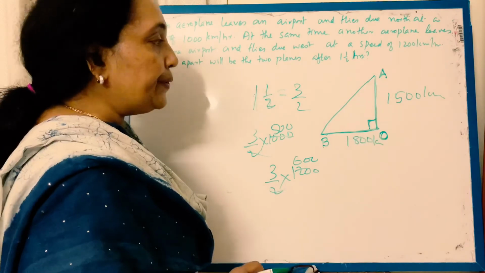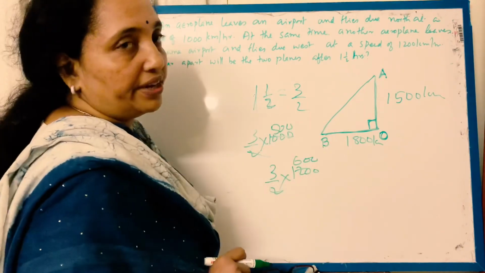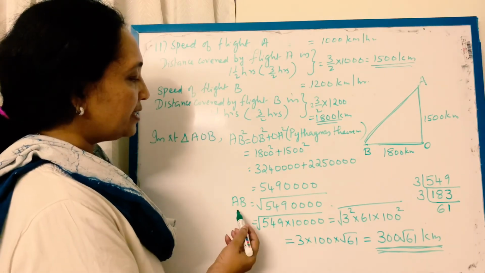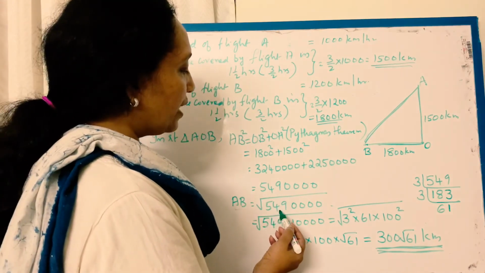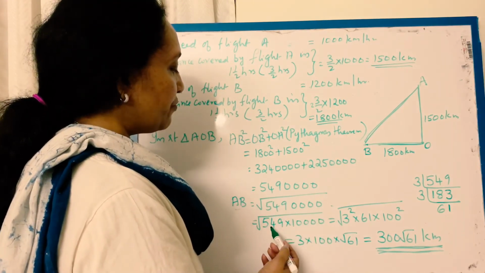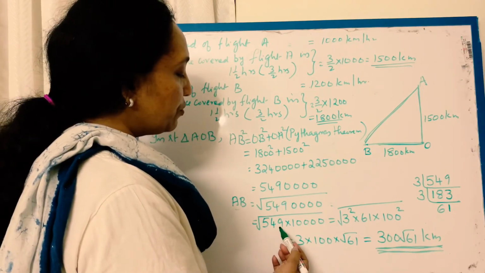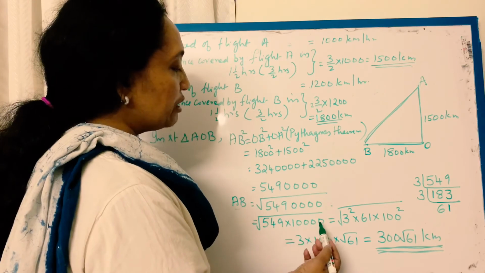Now you can apply Pythagoras theorem in the figure. Look at the steps. After applying Pythagoras theorem, you will get AB is equal to root of 54 lakh 90,000. That means 549 into 10,000. Then find out the root of 549 and 10,000 separately.